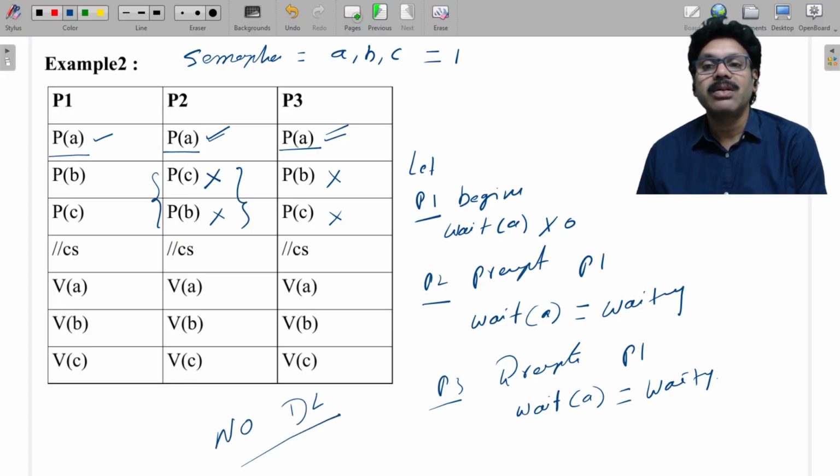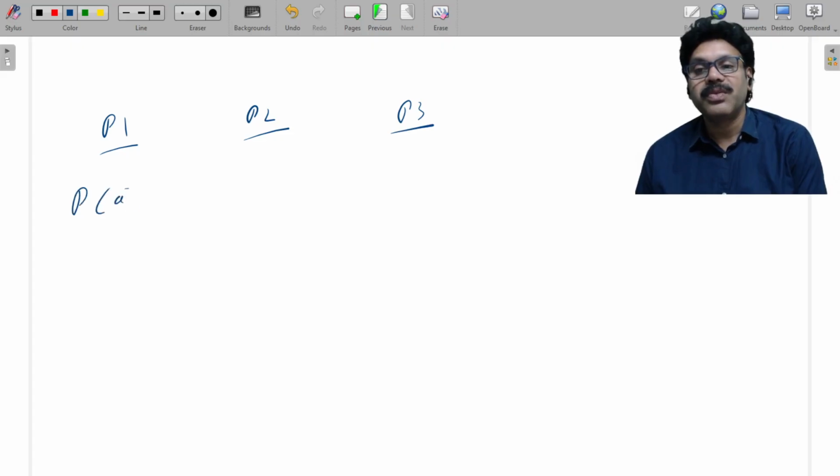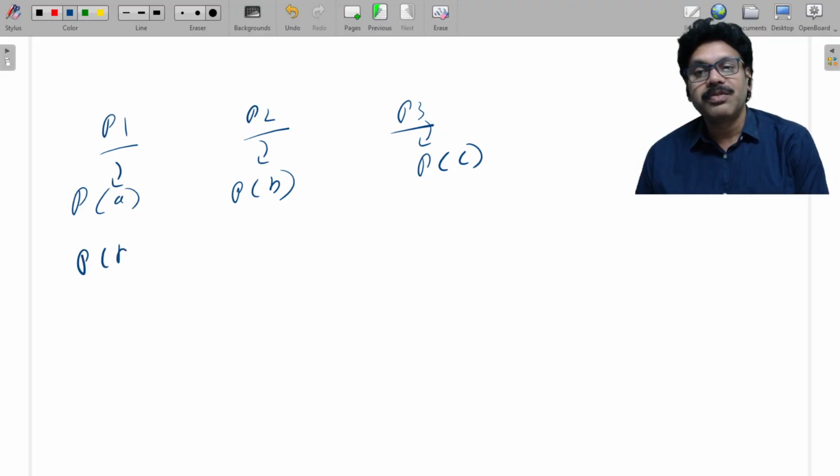Now when you say deadlock, if I change the order, P1, P2 and P3, three semaphores: wait of A here, then here I say wait of B, then here I say wait of C. See, three different stories. P1 is controlling A, P2 is controlling B, and P3 is controlling C, as they are the first lines. Now P1 is looking for P of B, P2 is looking for P of C, and P3 is looking for P of A.